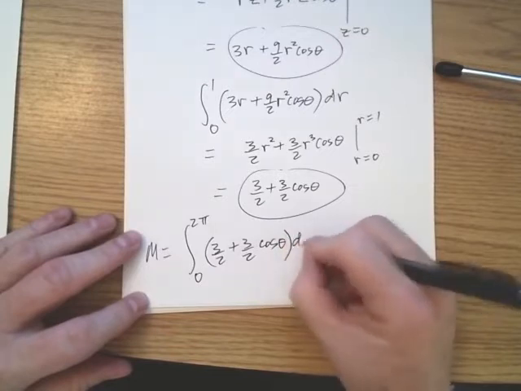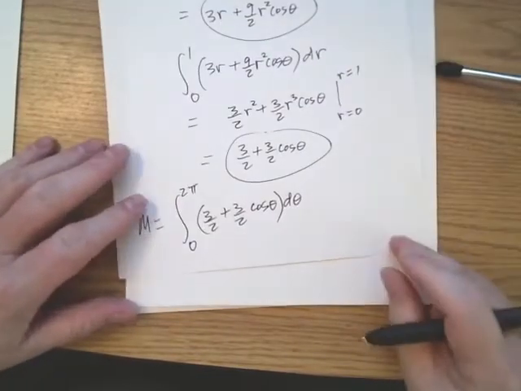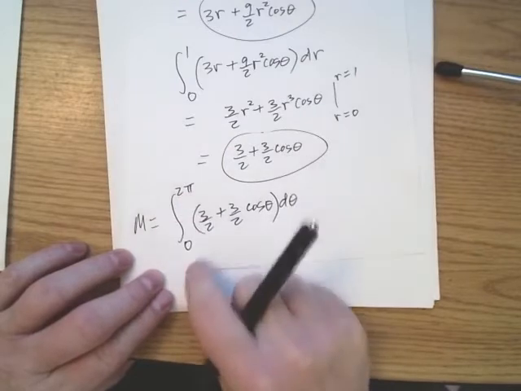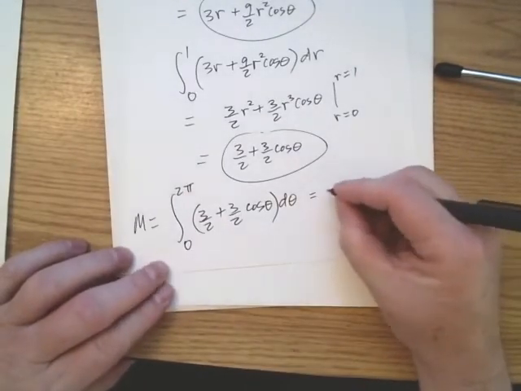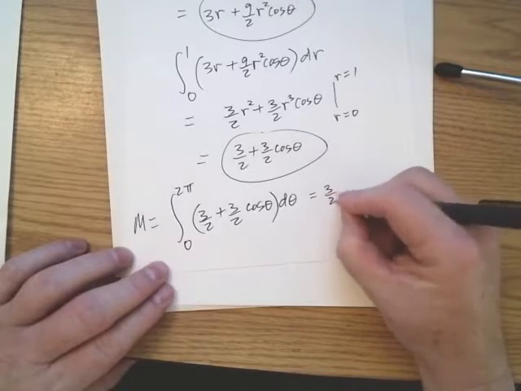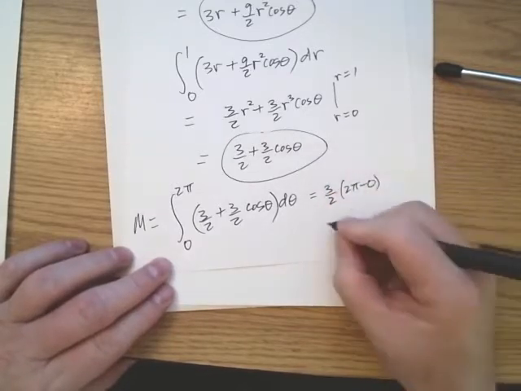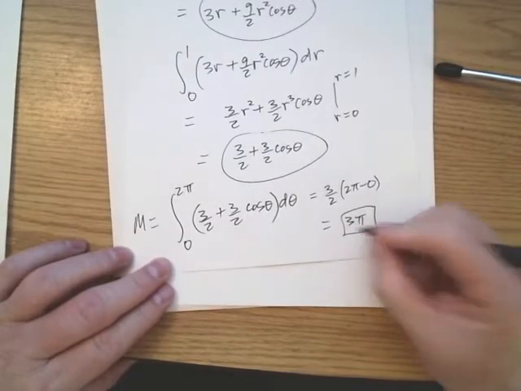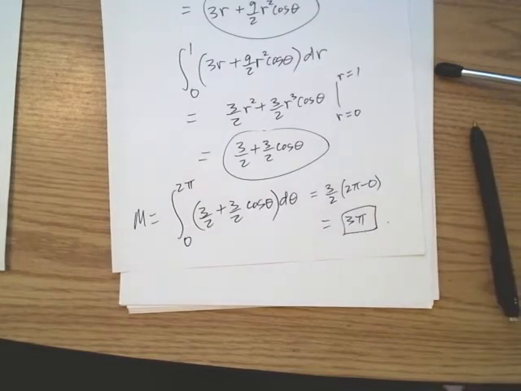d theta. If you guys are really quick about this, is this lazy or is this efficient? When I integrate the cosine, I'm going to get a sine, right? Going from 0 to 2 pi, you can see it's going to be 0 minus 0. So I really get 3 halves theta from 0 to 2 pi. So this is actually going to end up being 3 pi, I think. All right. So there's our first example there.